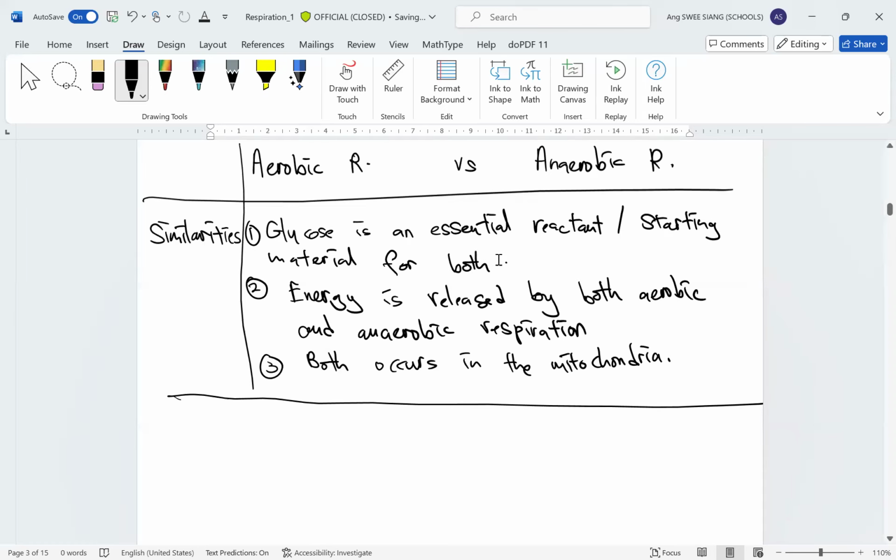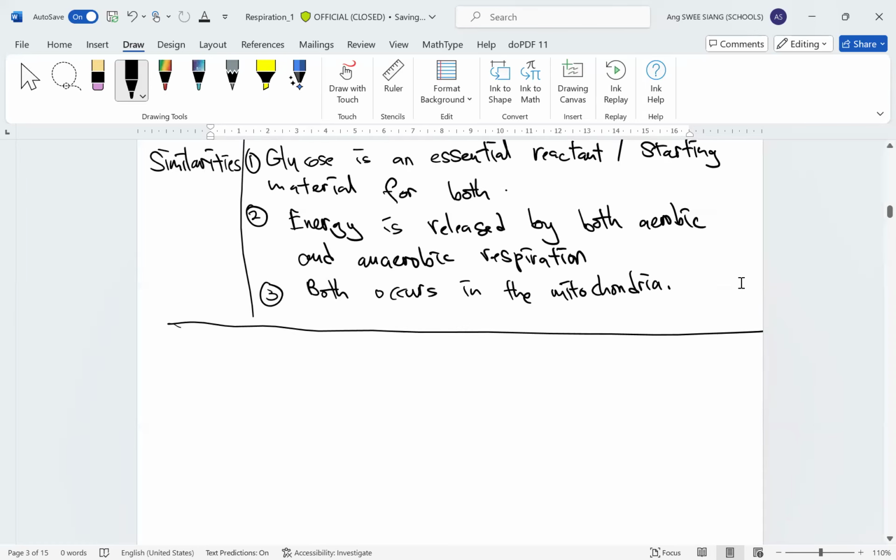Okay, now we look at the differences. Can you tell me what is the first difference? Can I have someone different to answer the question? It cannot be that after one whole year I still never hear your voice. Okay, that is very bad.